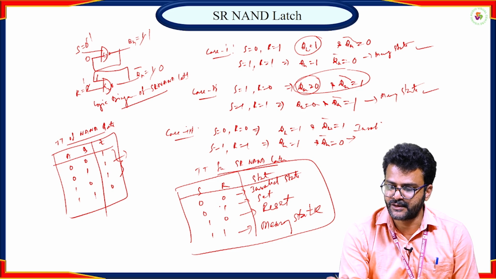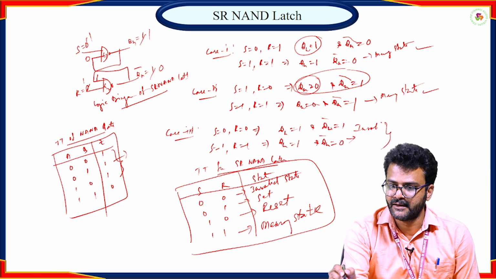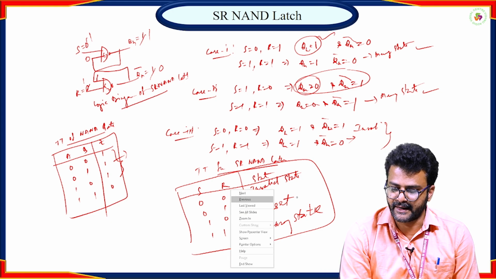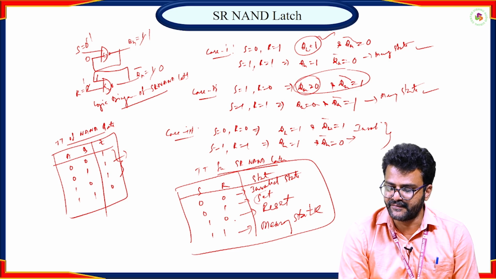When it is 0, 0, it is an invalid state. When it is 0, 1, it is set state. If it is 1, 0, it is reset. And if it is 1, 1, it is memory state.